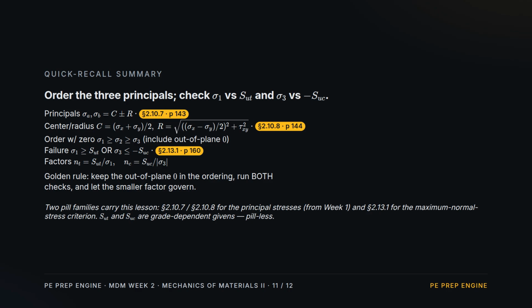Quick recall. The principal stresses come from Mohr's circle, center plus or minus radius. Add the out-of-plane zero and order all three. Failure occurs when the largest principal reaches the tensile strength or the smallest drops to minus the compressive strength. Turn each into a factor and let the smaller govern. Golden rule: keep the zero in the ordering, run both checks, and trust the smaller factor.